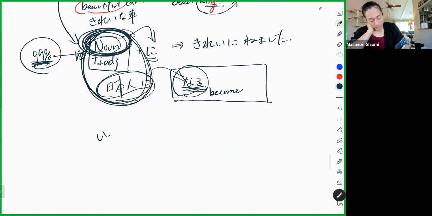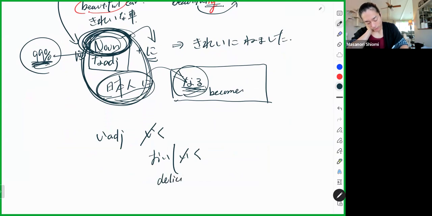Next one, i adjective. What do we do to change to adverb? Take off i and add ku and it becomes adverb. For example, おいしい. Take off i and add ku. And this would mean deliciously.